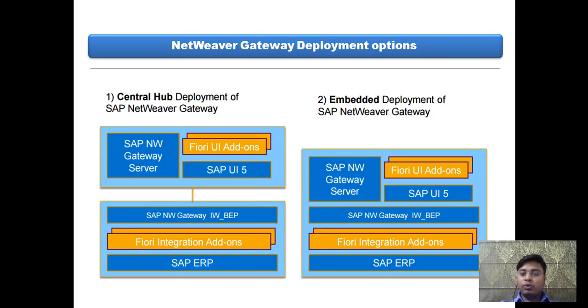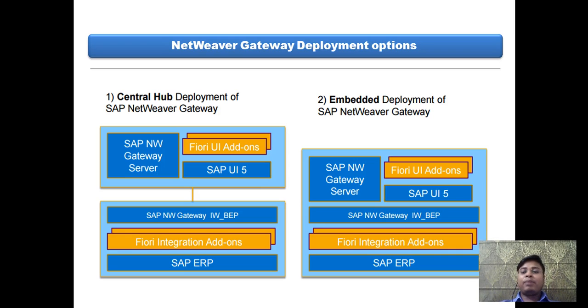So there are two different options to deploy NetWeaver Gateway. One is the embedded option and the other is the central hub option. You can see the image explained clearly here. In the embedded deployment option, the NetWeaver Gateway is tightly integrated with the backend ECC, that is SAP Business Suite. In this option, we will not have any separate server or separate layer.